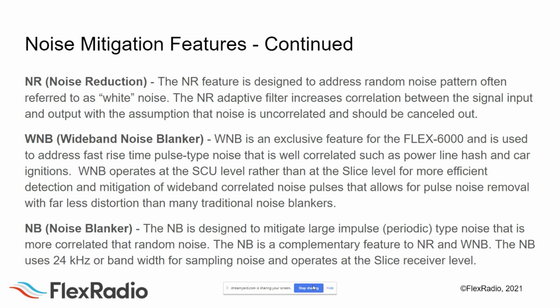We also have a regular noise blanker, or NB, and it's designed to mitigate large impulse type noise and periodic noise. And it differs from the wideband noise blanker in that the normal noise blanker works at the slice level. So the slice is actually processing 24 kilohertz of bandwidth. And so the noise blanker is working on that 24 kilohertz of bandwidth that the slice is processing.